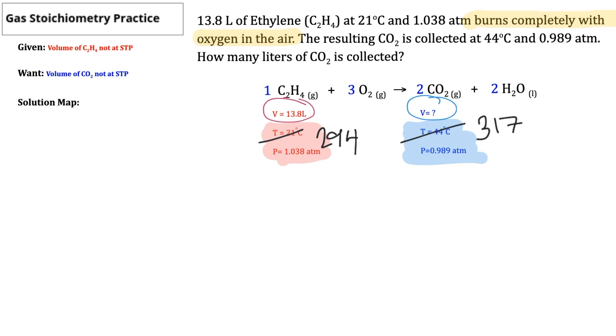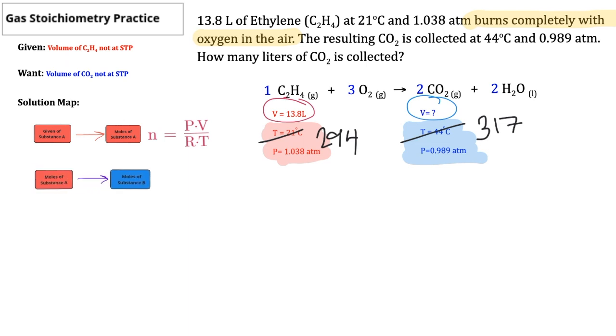So now as we look at a solution map for this problem, the first thing we have to do is take our given amount of substance A, in this case the 13.8 liters of ethylene gas, and convert that into moles of substance A. To do this, we're going to use the ideal gas equation arranged to solve for moles N. Next, we'll go from moles of that substance A, the ethylene, into moles of substance B, which is going to be the CO2.